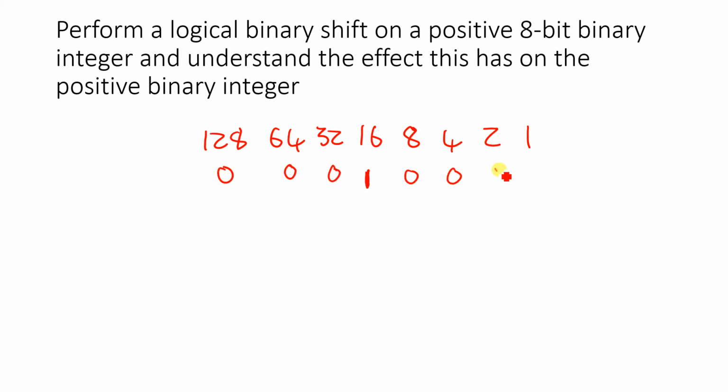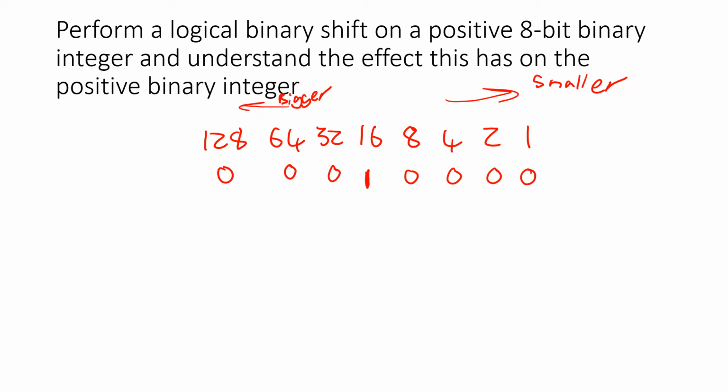Now a logical shift is just where you move all of the bits one way or the other. If I move it this way, this 0 drops off the end and doesn't exist anymore. If I move it this way, this 0 drops off the end and doesn't exist anymore. But every single number moves along. If I'm going to move to the right, the number is going to get smaller. If I'm going to move to the left, it's going to get bigger.